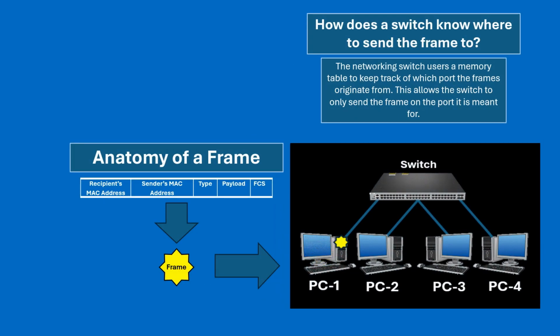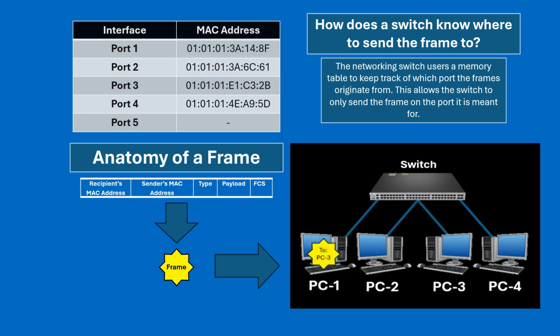So how does a switch know where to send the frames to? The networking switch uses a memory table of MAC addresses to keep track of which port the frames originate from. When a device is plugged in, the device communicates its MAC address to the switch, which the switch then stores in its table. This allows the switch to send the frame only on the port it is destined for. As you can see in the anatomy of a frame, you have the recipient's MAC address first, the sender's MAC address after, the type of data, the data itself, and something known as the FCS, or the frame check sequence.